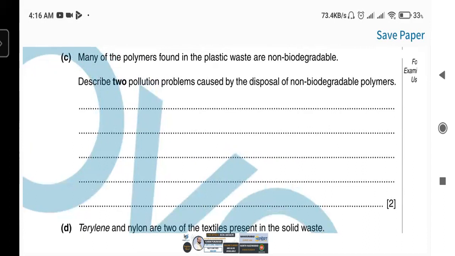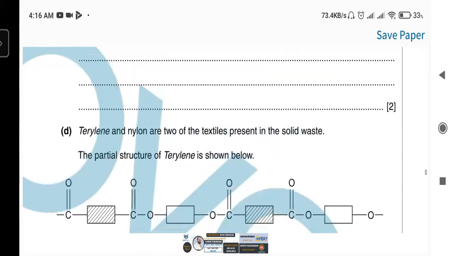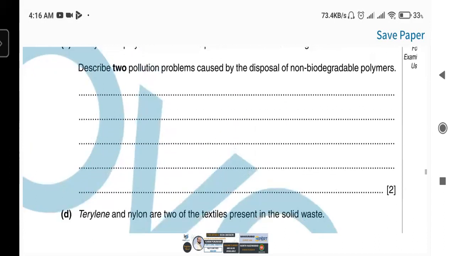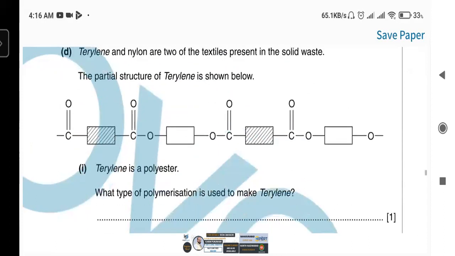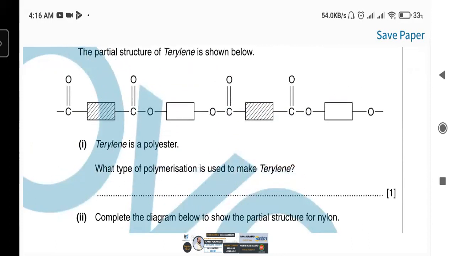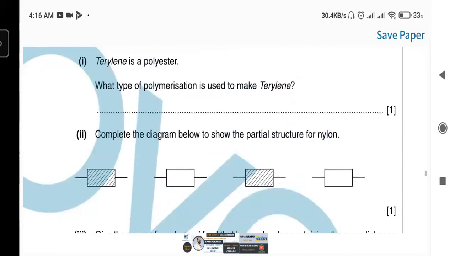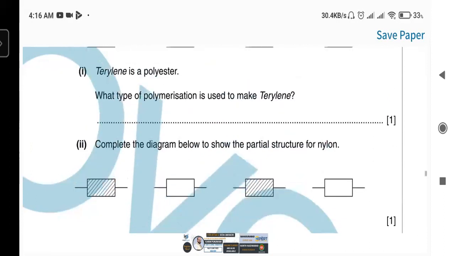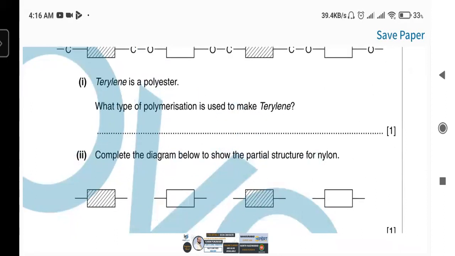Disposal of the same type of question. Disposal of non-biodegradable polymers. Okay, so what type of polymerization is occurring here? Obviously, condensation polymerization is occurring here. Partial structure of nylon.